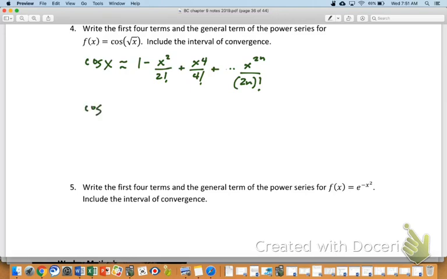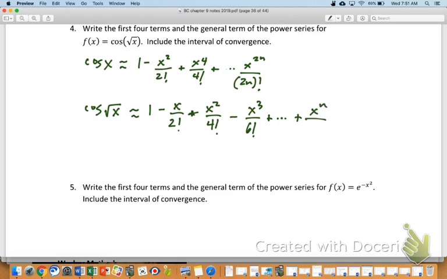And then you substitute. Cosine of root x is approximated by 1 minus, of course, root x squared is what? x, so you could just write x over 2 factorial plus x squared over 4 factorial minus x to the 3rd over 6 factorial, plus dot, dot, dot, plus, what would that nth term look like? x to the n, because the square root of x to the 2n, the 1/2 for the square root, we would just multiply the 2 but get a 1, the x to the n over 2n factorial.